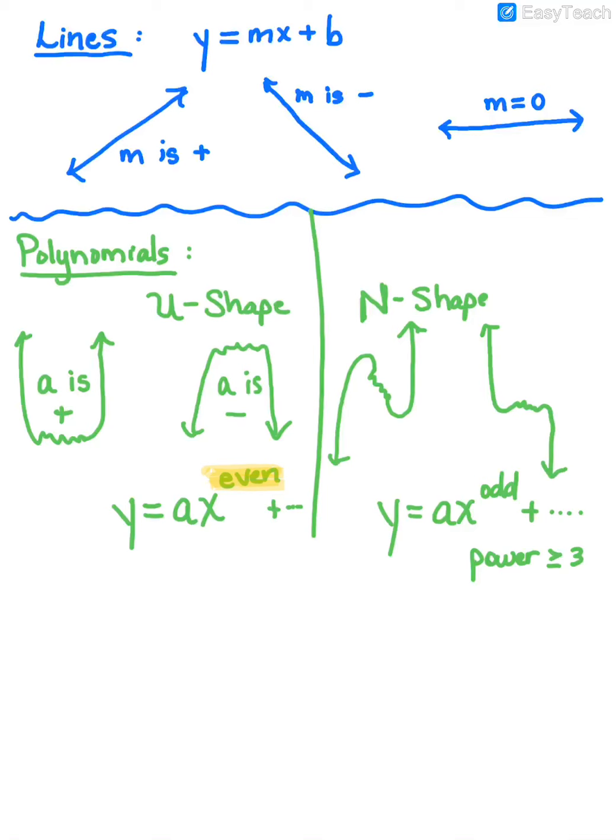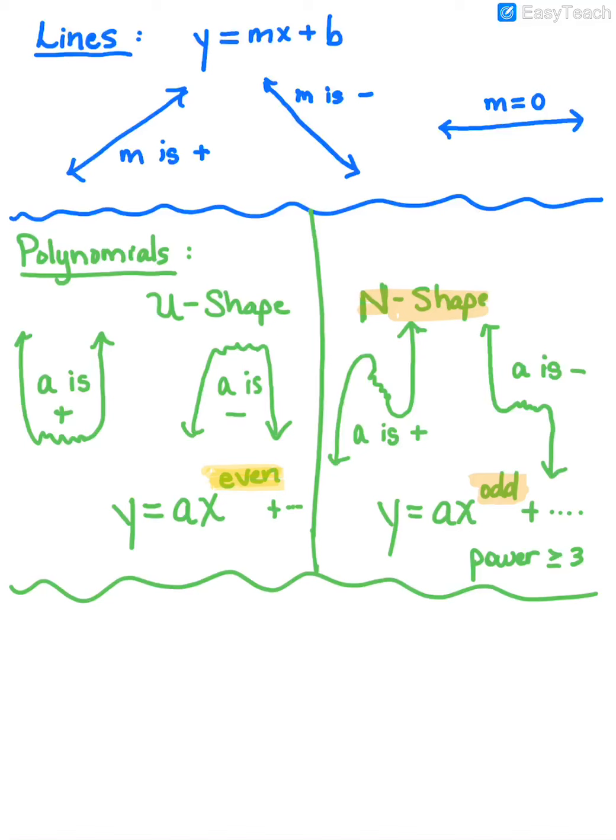And the difference comes with your a. So if your a is positive, we say it's a forwards N. If your a is negative, that's when we say it is a backwards N. So again, what you're looking for is x being raised, in this case, to an odd power. And that's what gives you the N shapes. X to an even power gives you the U shape.